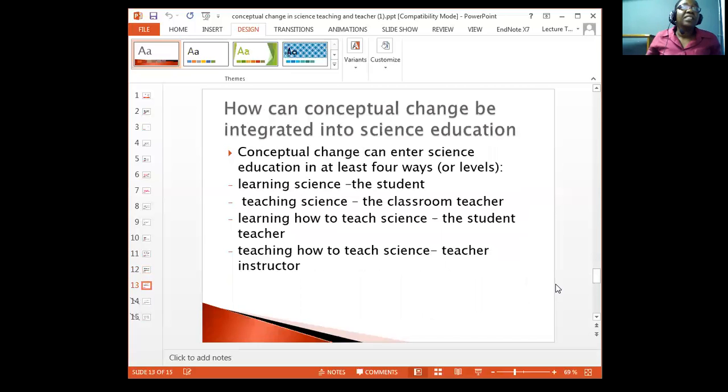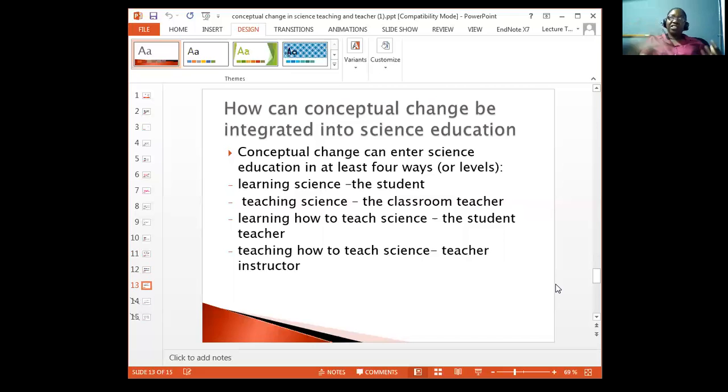All right. And finally, in terms of integrating conceptual change into science education, conceptual change can come from different ends. From the student end, the student learning science and undergoing conceptual change. For the classroom teacher, teaching science and the student undergoing conceptual change.